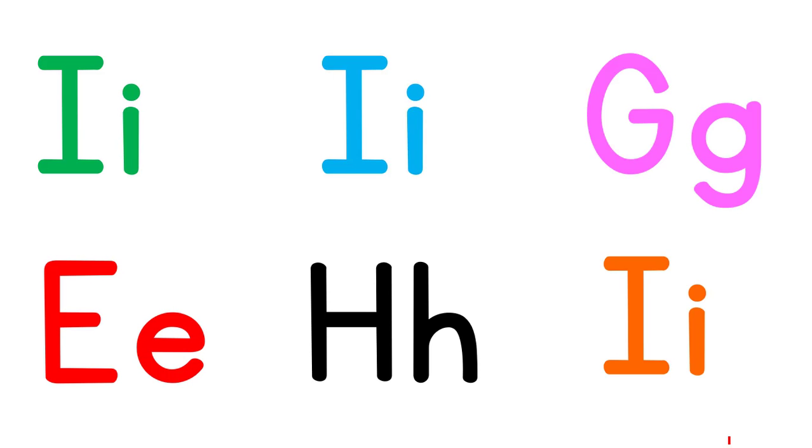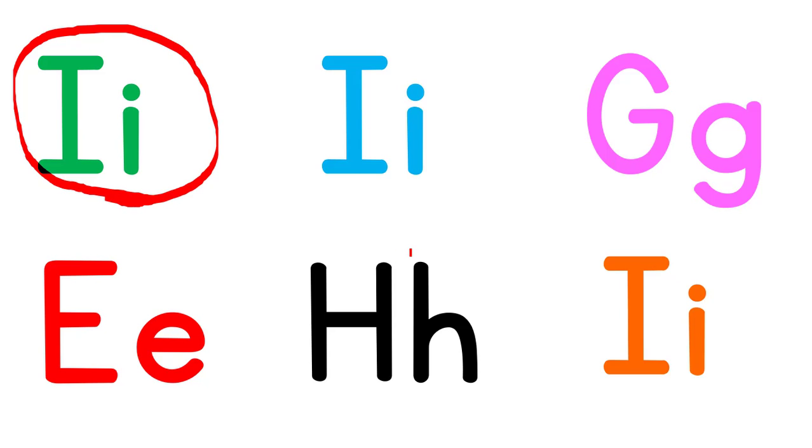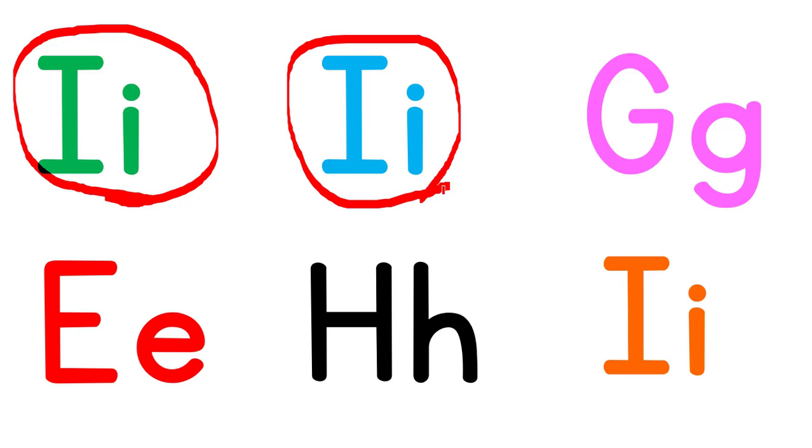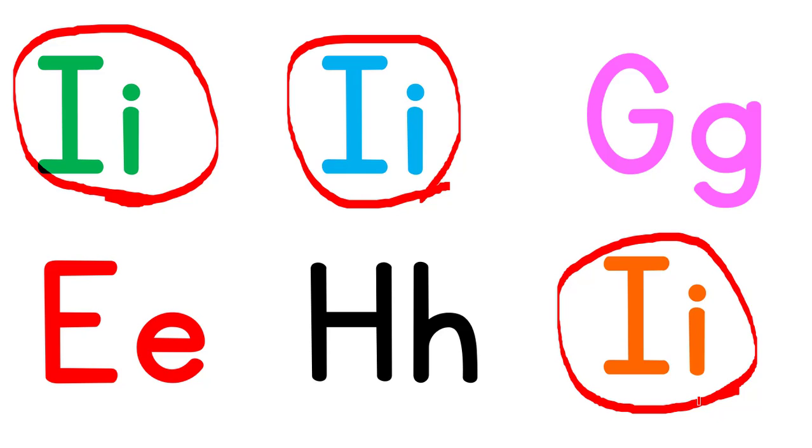Next one. Now we have green, blue, purple, red, black, and orange. Can you find letter I? Gasbell, where is letter I? Letter I is in green. Very good. Green is letter I. And what else? Blue. And what else? And the last one? Orange. Yeah, orange. All right.